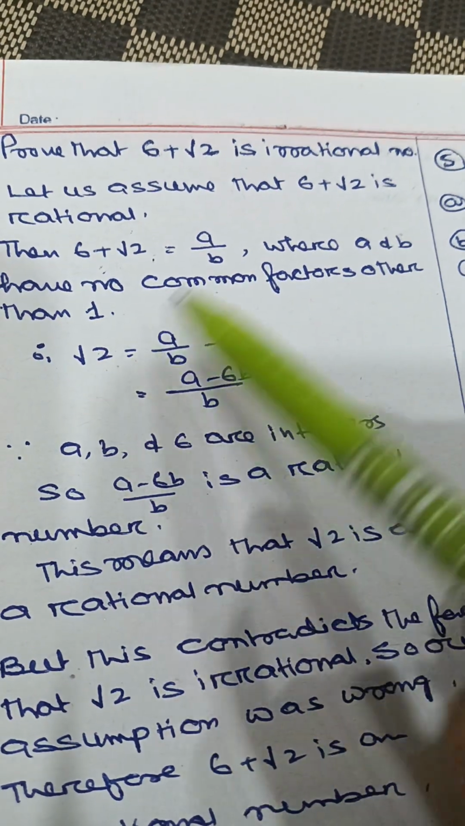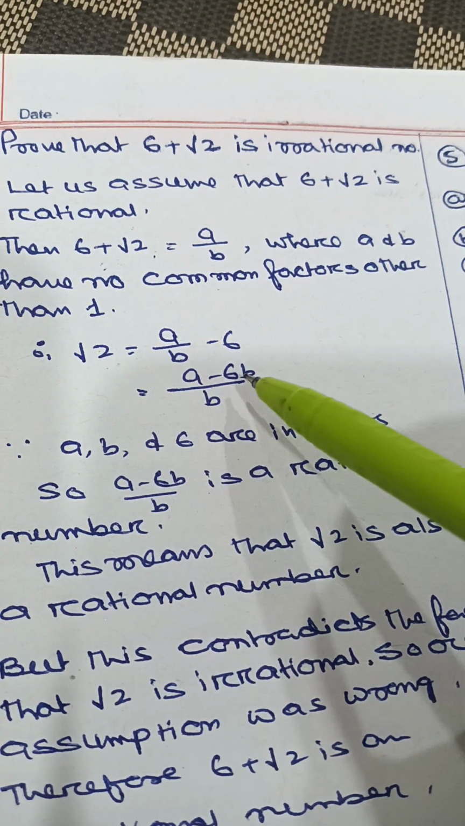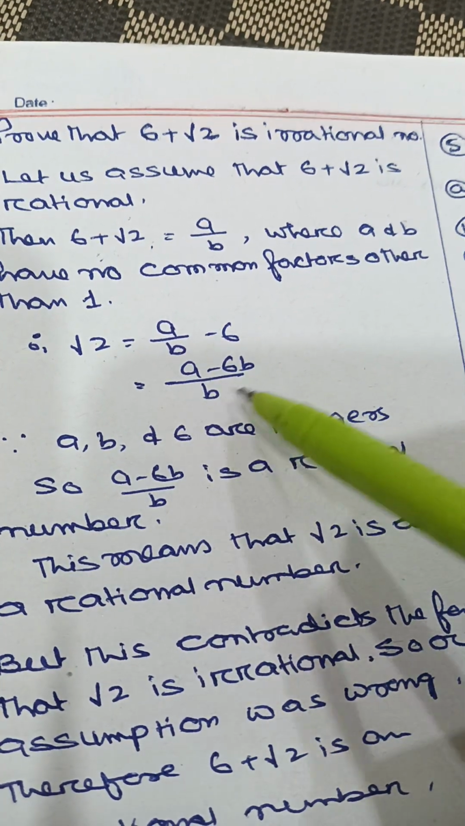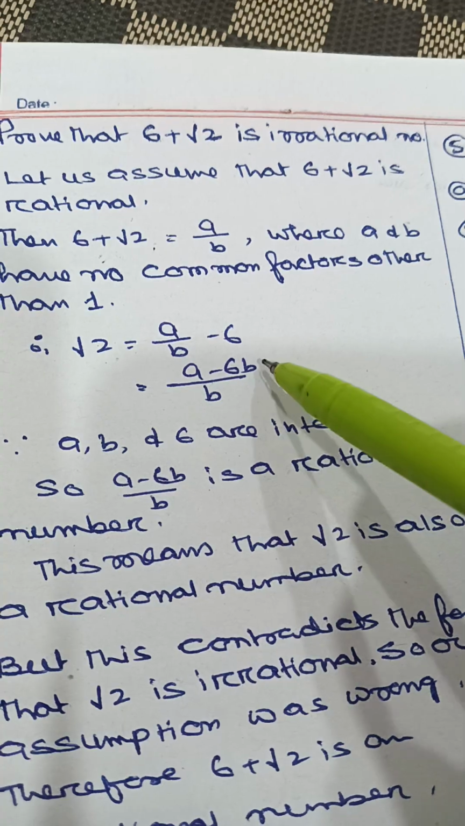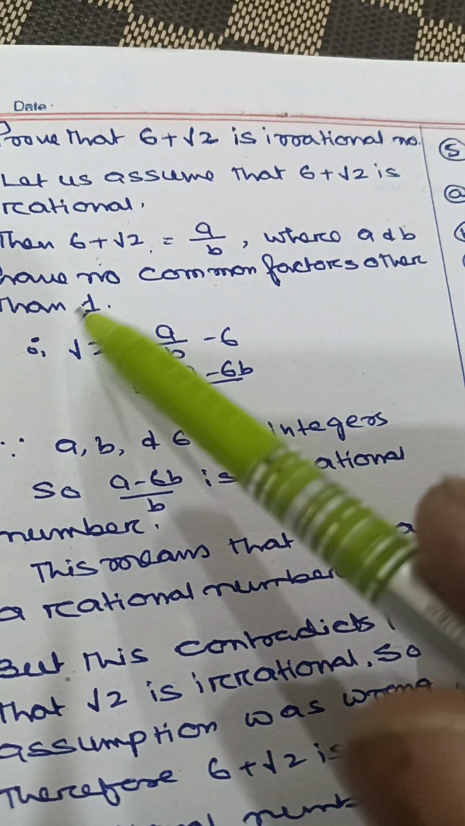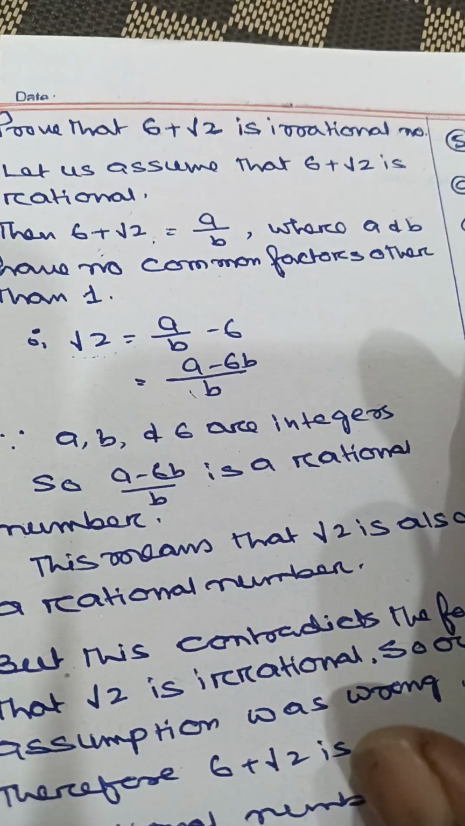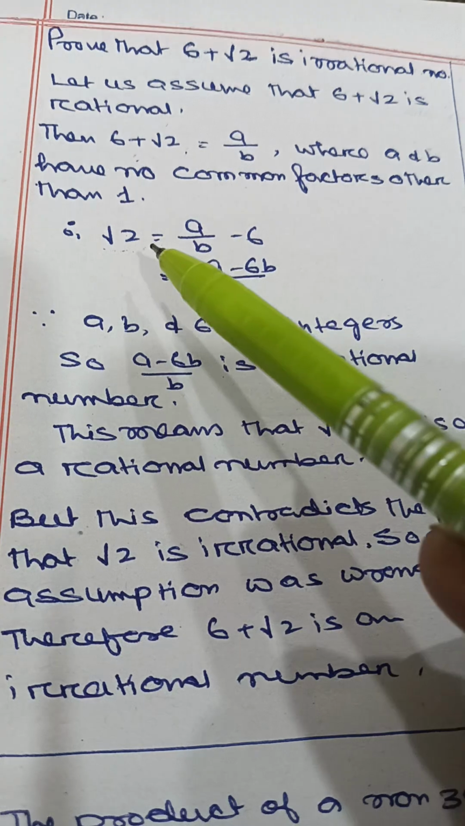So I have written root 2 equal to a by b, with 6 going to that side. So taking LCM b, a minus 6b. Here you see a, b and 6 are all integers, so this side is rational. If this side is rational, it means root 2 is also rational. Is root 2 rational? No, we have seen root 2 is an irrational number.